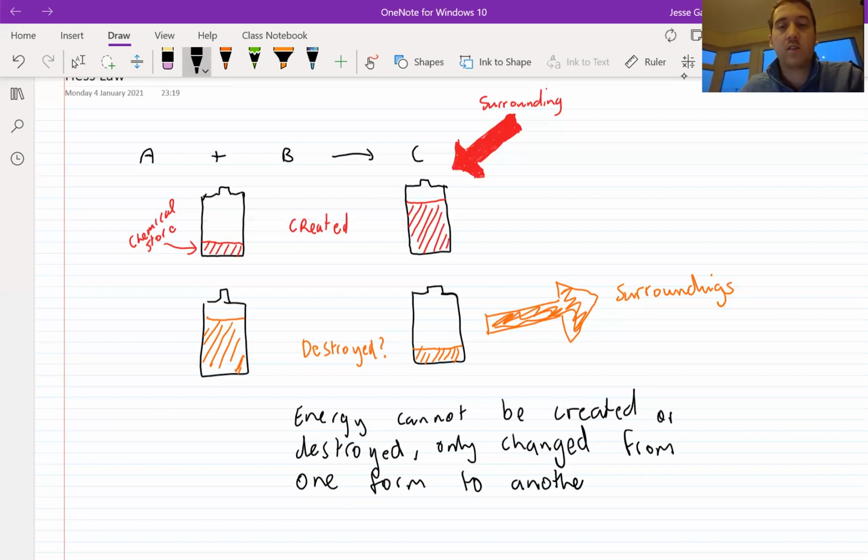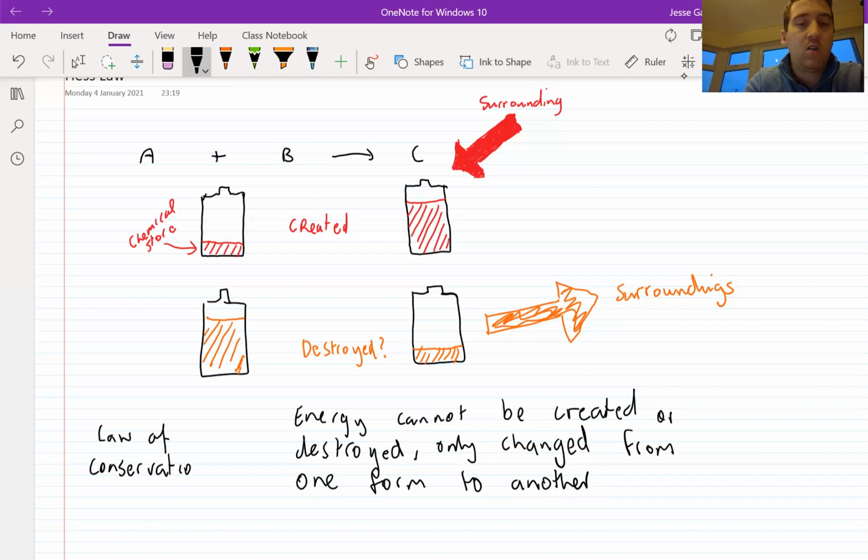So it's either stored inside the chemicals, or then it gets transferred as heat to the surroundings. That is change in form. It is not getting destroyed. This is what's known as the law of conservation of energy.